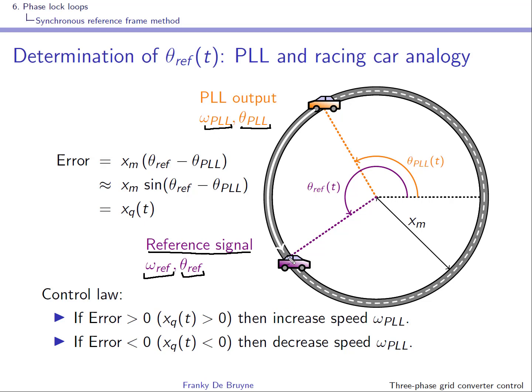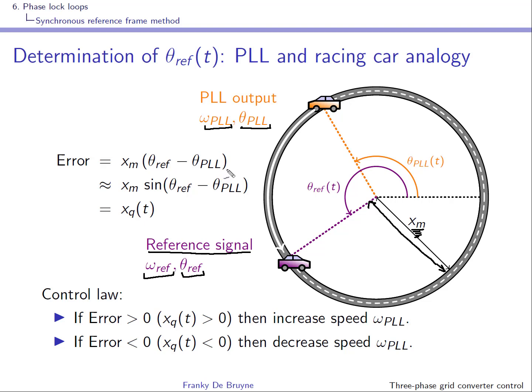The job of the PLL is to track the reference signal, just like it was the job of the racing car to track the pace car. And the idea is that you should work based on an error signal, and this error signal was simply the distance between the two cars. Here we work with a racetrack that has a certain radius, which is equal to xm, the amplitude of the reference signal, times the difference between the two angles, the reference angle and the PLL angle.